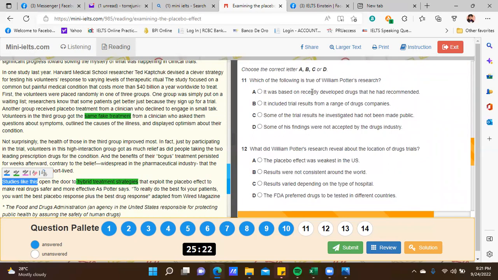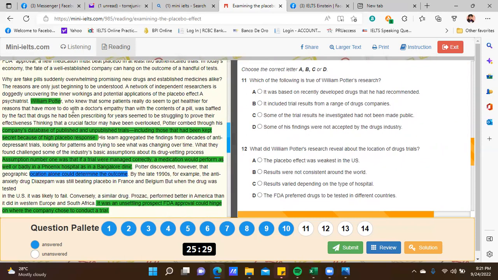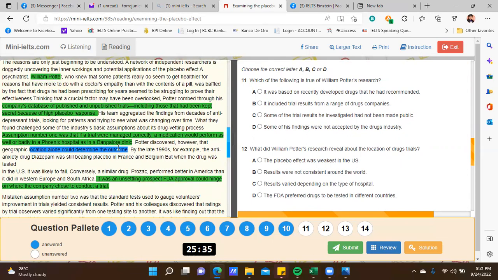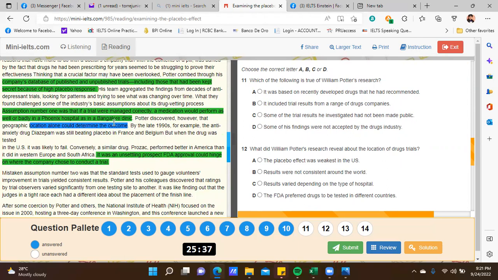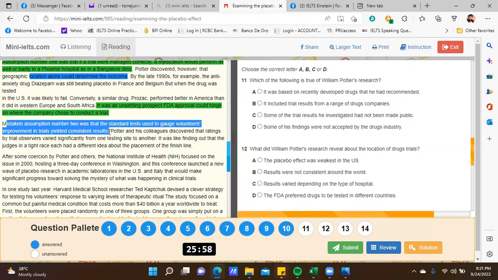Multiple choice. Which of the following is true of William Potter's research? Where is William Potter? There, sir, he has a database depending on the location. Then the second assumption was varied significantly from one testing site to another. What was the first assumption? Standard test used to gauge volunteer improvement yielded consistent results.